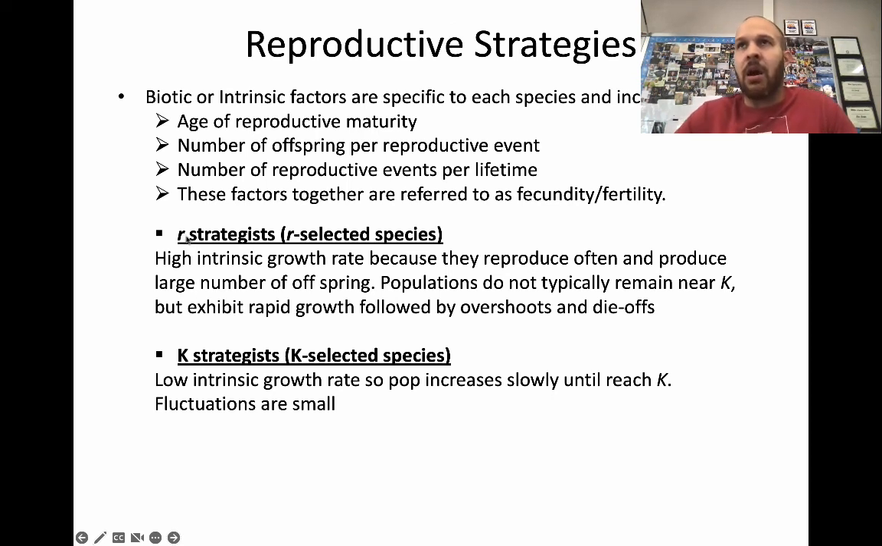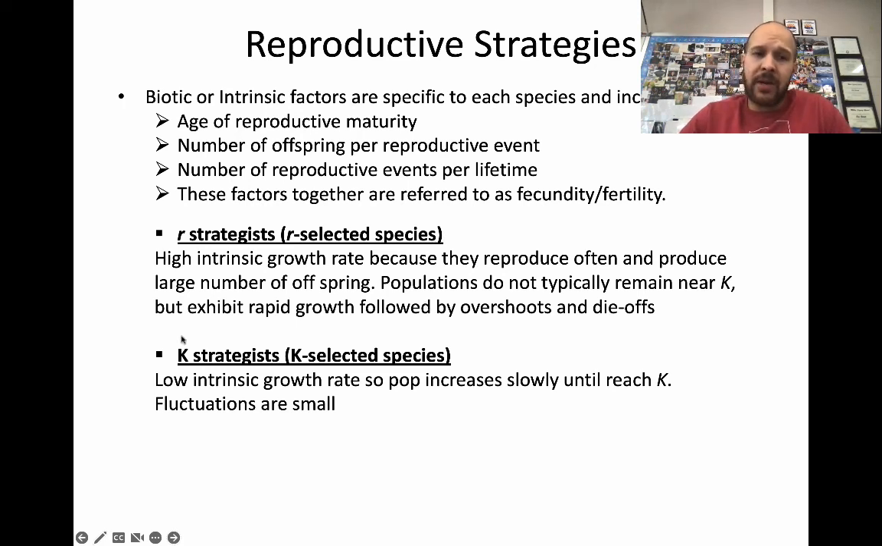R strategists are generally smaller organisms that grow and reproduce extremely quickly. Think of these like bugs. They're going to grow very, very rapidly. Mice, or any rodents for that matter, bunny rabbits would be R strategists. They grow in high numbers very quickly. So when it comes to carrying capacity, oftentimes they will overshoot it, and then you'll see a die-off, and then they'll grow, overshoot it, die off, grow, overshoot it, die off. You see this oscillation around the carrying capacity.